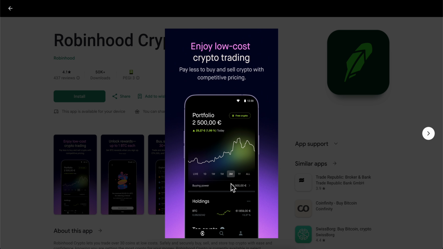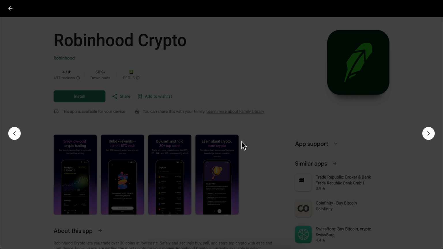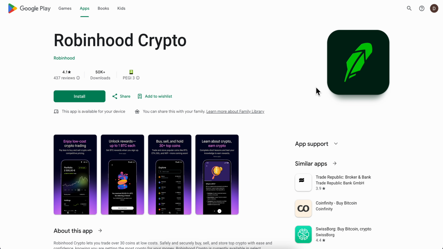So basically, the app is pretty similar to the one from the US where you can trade stocks. On that app you can trade crypto and stocks, and on this one here you can only trade crypto if you are in Europe or any other country in the world.